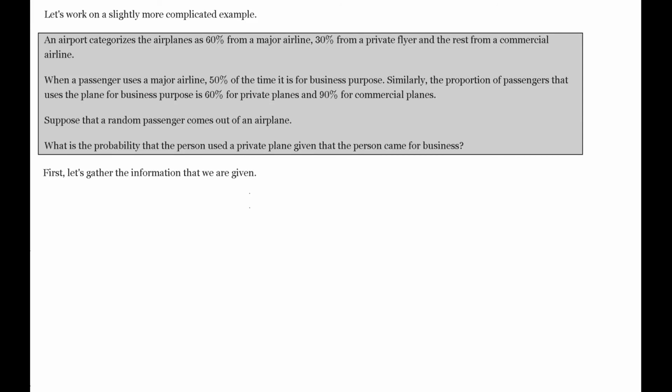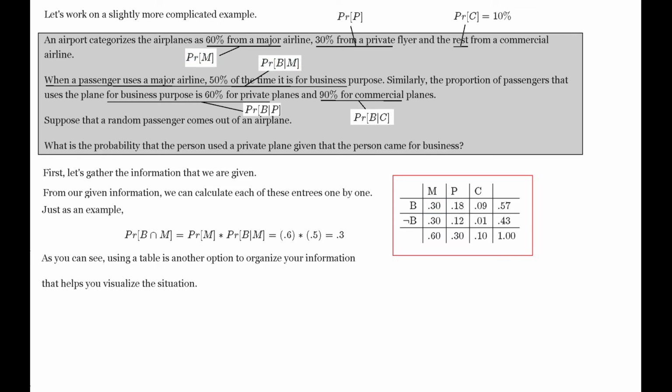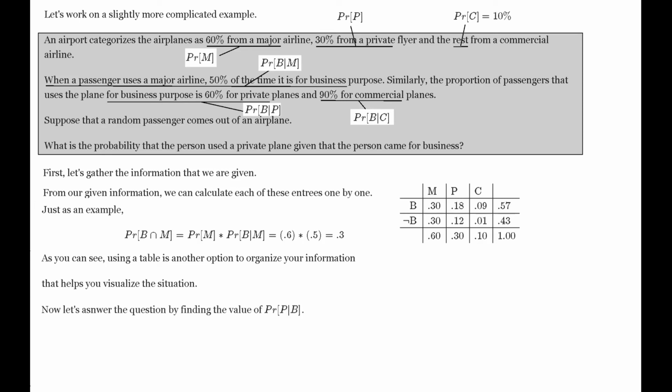First, let's gather the information that we are given as such. From our given information, we can calculate each of these entries one by one. Just as an example, the probability of B and M is equal to the probability of M times the probability of B given M, which is 0.6 times 0.5, equaling 0.3. As you can see, using a table is another option to organize your information that helps you visualize the situation. Now, let's answer the question by finding the value of the probability of P given B.